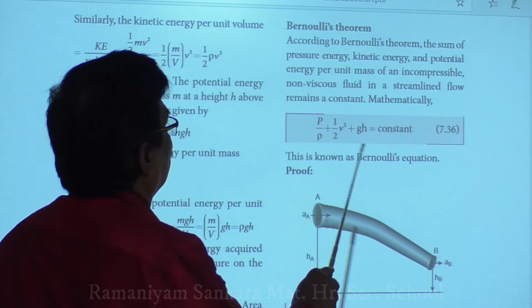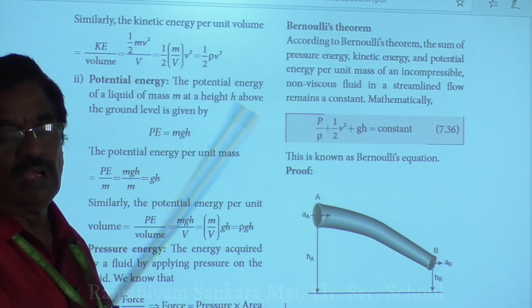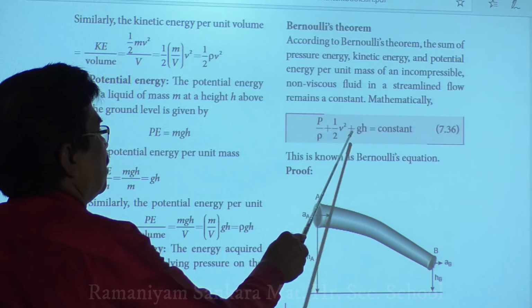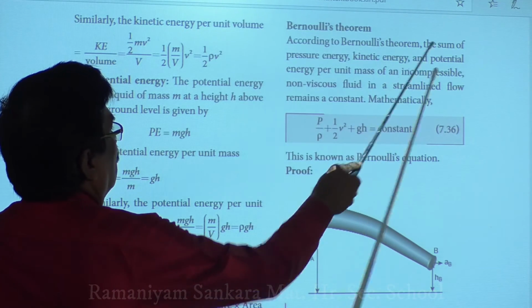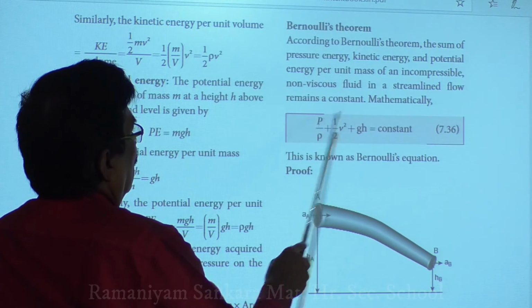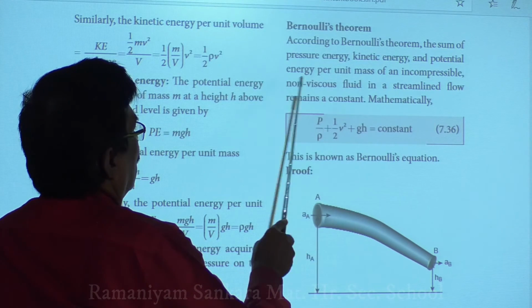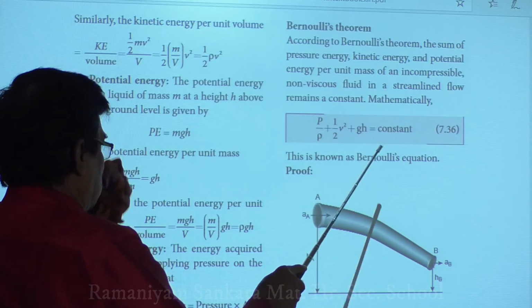So Bernoulli's theorem. This is a separate 2-mark question: state Bernoulli's theorem. Even if we don't know the theorem, we can write this one: P by rho plus half V square plus GH equals constant. According to Bernoulli's theorem, the sum of the pressure energy, kinetic energy, and potential energy per unit mass of an incompressible, non-viscous liquid in a streamlined flow remains a constant. This is known as Bernoulli's theorem.